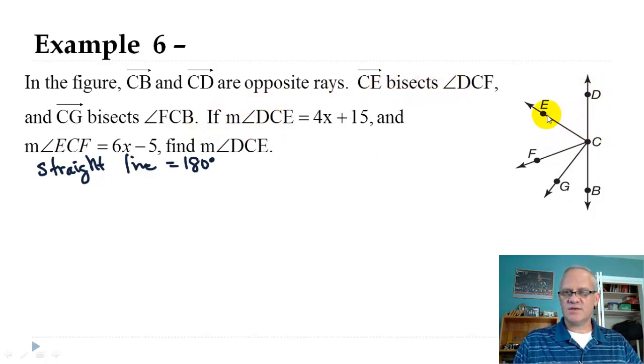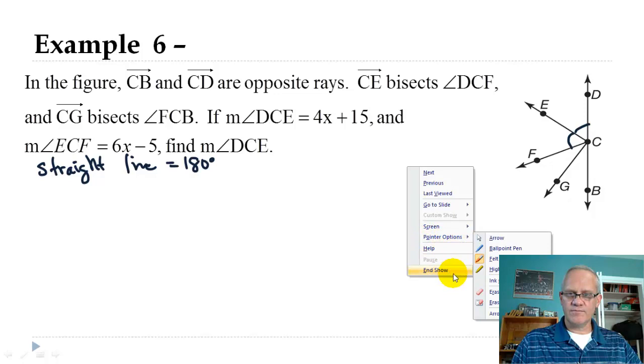What else? It says CE bisects, so here's CE, it bisects DCF. So that means it cuts DCF into two equal parts. So those two angles are equal. CG, where's CG? Here's CG. It bisects FCB. And so I'm going to change color again here.